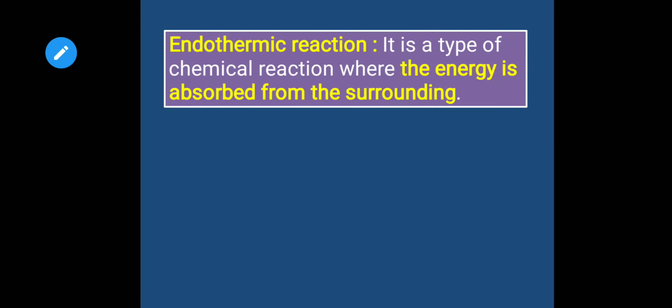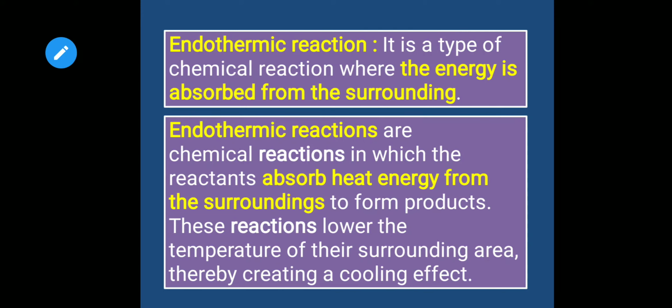Now, what is an endothermic reaction? It is a type of chemical reaction where the energy is absorbed from the surroundings. So, we can say that endothermic reactions are chemical reactions in which reactants absorb heat energy from the surroundings to form a product. This reaction lowers the temperature of the surrounding area by creating a cooling effect. Meaning in an endothermic reaction, energy is absorbed from the surroundings.